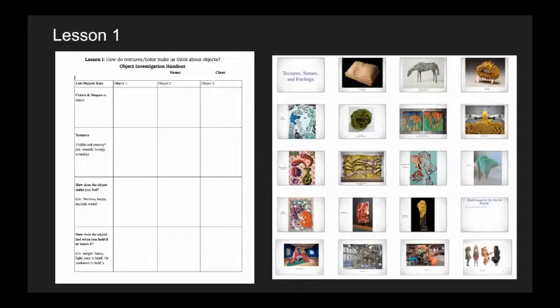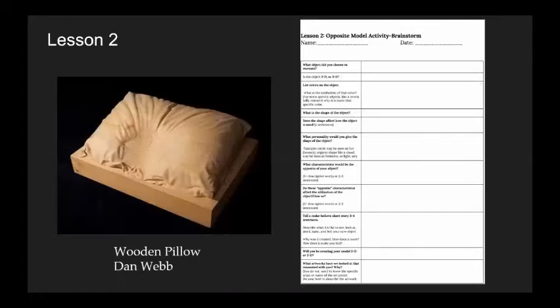In lesson 2, we will pick an object from their object investigation handout, and then they will use it to complete the opposite model activity brainstorm. This activity will help them dissect the specific object into personality traits, color, shape, texture, etc. And then we'll have the students question what would be the opposite of that object. This activity will help them in creating an opposite model of their chosen object and is intended to help the students experiment with a variety of materials before their final project and to practice purposefulness with the use of that material.